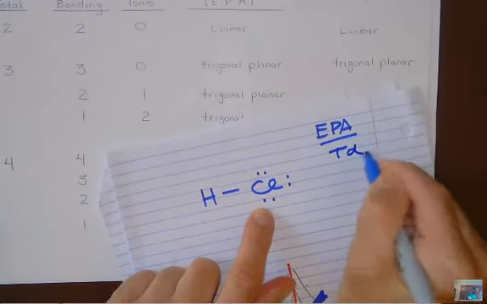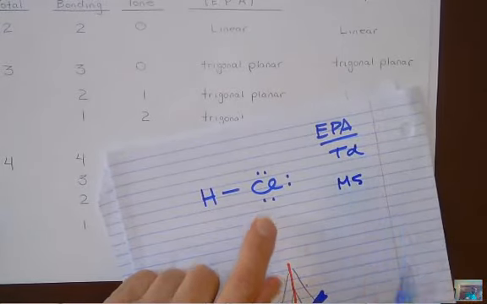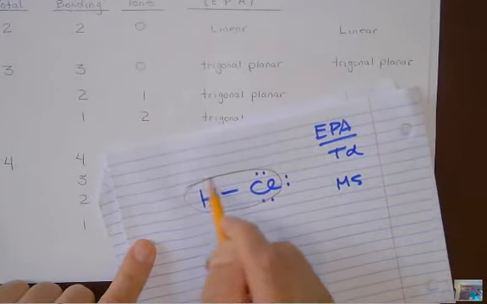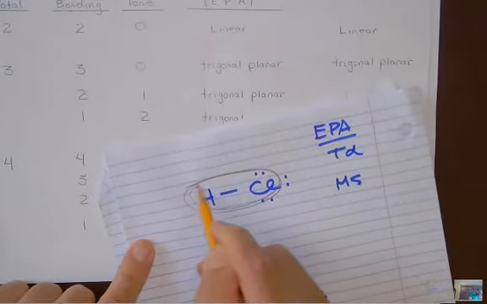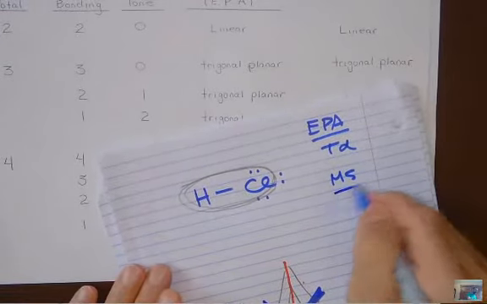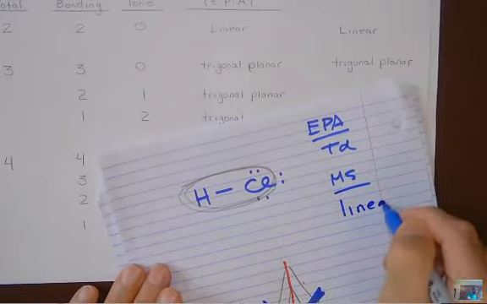You say tetrahedral. They say, what's the molecular shape? Well, if you just draw the shape of the molecule caused by the way the electrons are arranged, you just outline the atoms, it's just a straight line. So the molecular shape is linear.